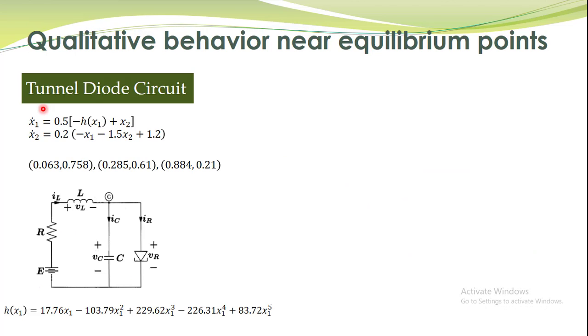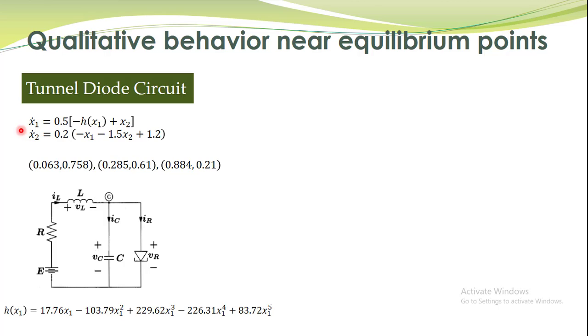Is it clear? This model we have already studied, the tunnel diode circuit. Here we have the tunnel diode. For the tunnel diode, voltage and current are related by this nonlinear relation, where x1 is the voltage across this diode, and h of x1 is the current flowing through this diode. And the equations which describe this electrical circuit are given by these state equations.